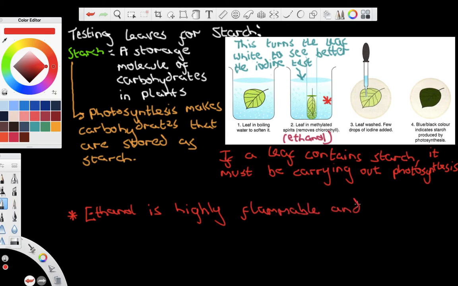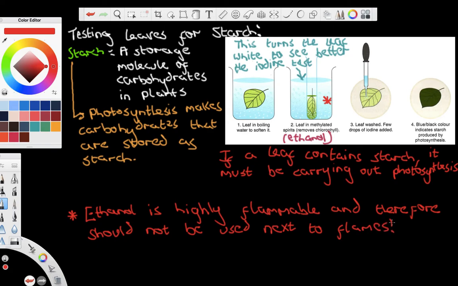and therefore should not be used next to naked flames or next to flames. It will catch fire, and that was the exam question. It was saying, why shouldn't the student carry out a starch test next to a lit Bunsen burner? Okay, it is because the ethanol is highly flammable and it could catch fire.